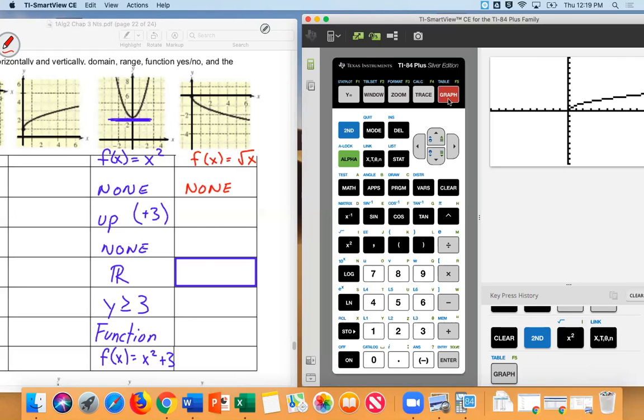Do you know what the parent function is? How do you remember that? Those are the six you have to know. Like you just have to know what they look like.